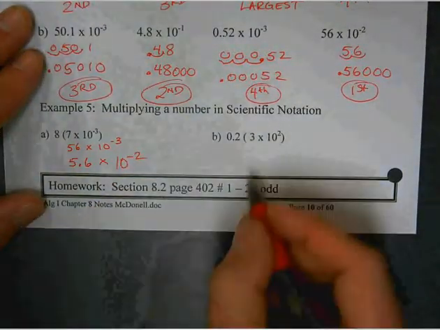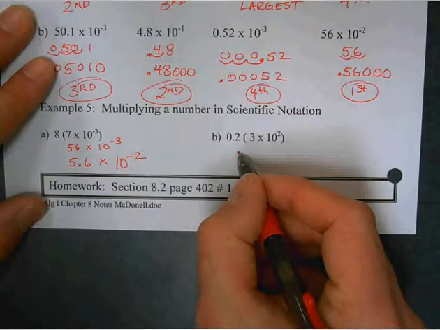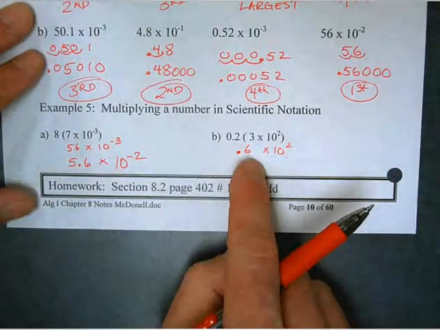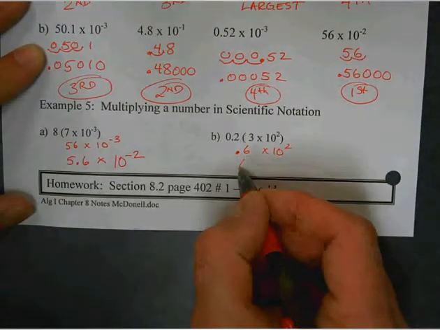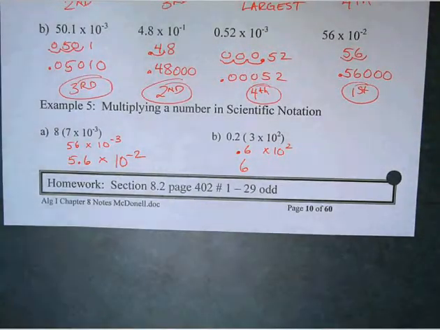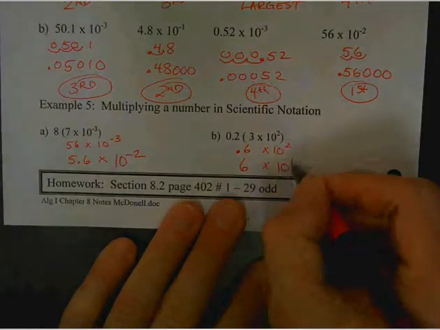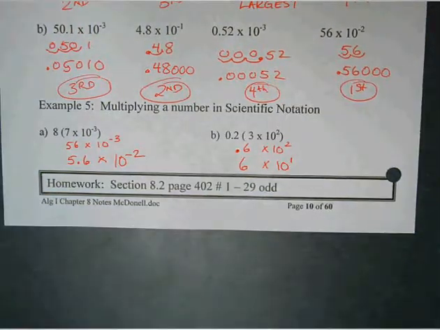Let's look at the second one. 0.2 times 3 is 0.6. Is that scientific notation? No. The 0.6 needs to become what? 6. The number's getting bigger, so the exponent gets smaller. So what does my exponent become? 10 to the first. Yes, sir. So when you're increasing the number, you only move up and down by 1. You move the exponent up and down by the number of decimal places you move.